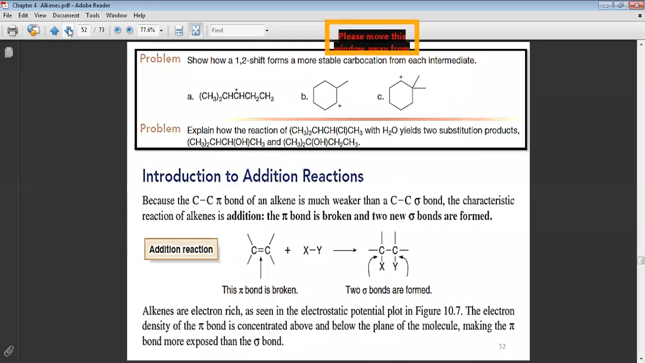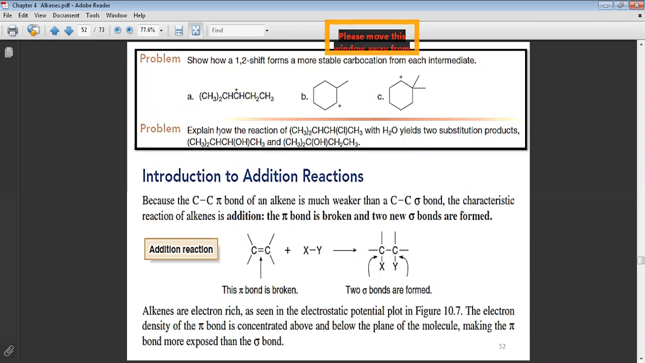And the introduction to this homework: show how a 1,2 shift forms a more stable carbocation from each intermediate. Now you have this secondary carbocation; how will it become tertiary? Write the tertiary carbocation from each of these. Use a 1,2 shift to show how the carbocation rearranges.